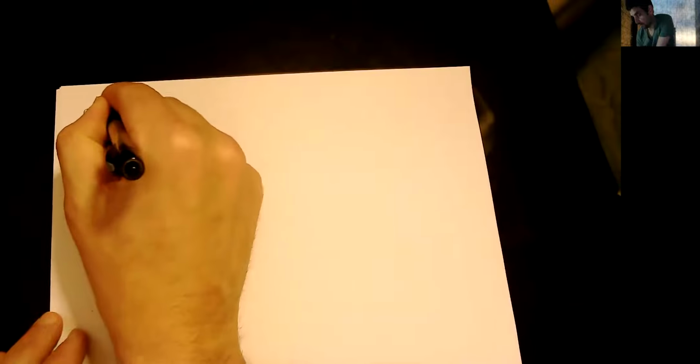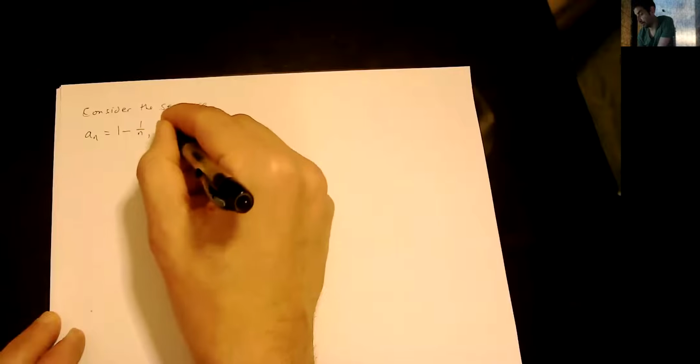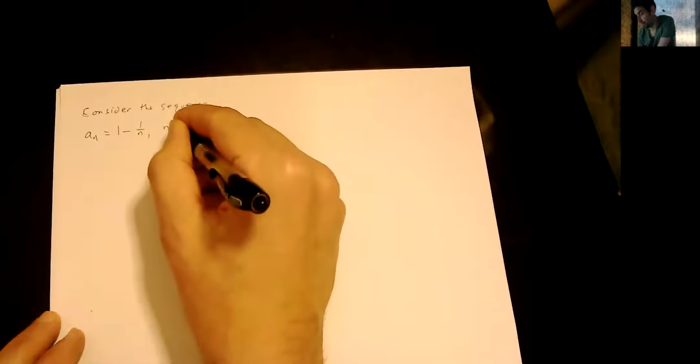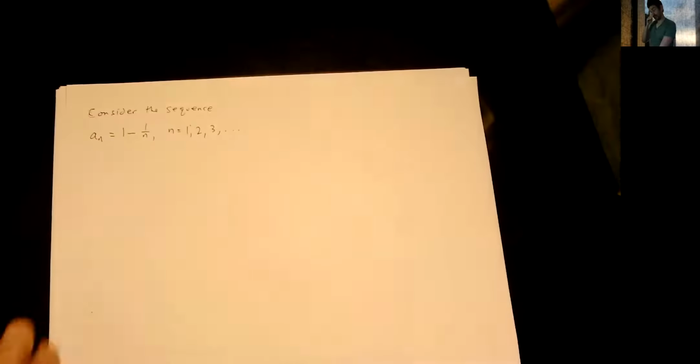Let's do a few other things. So, like functions, we sometimes give a formula for the general term of a sequence. So let's consider the sequence a sub n equals 1 minus 1 over n, for n, where n is 1, 2, 3, on and on and on. Okay. So I'm defining a sequence by this formula.